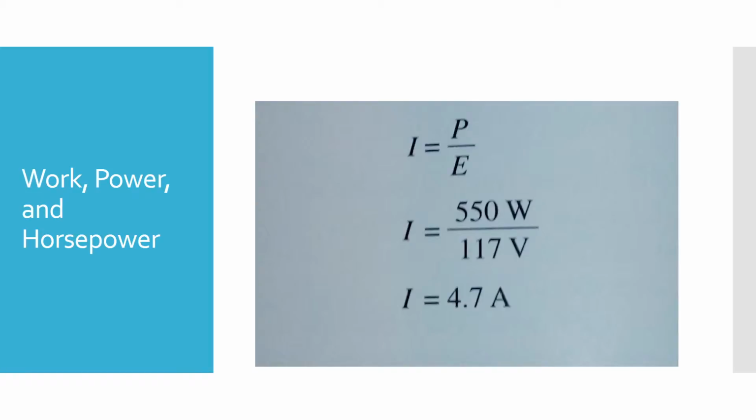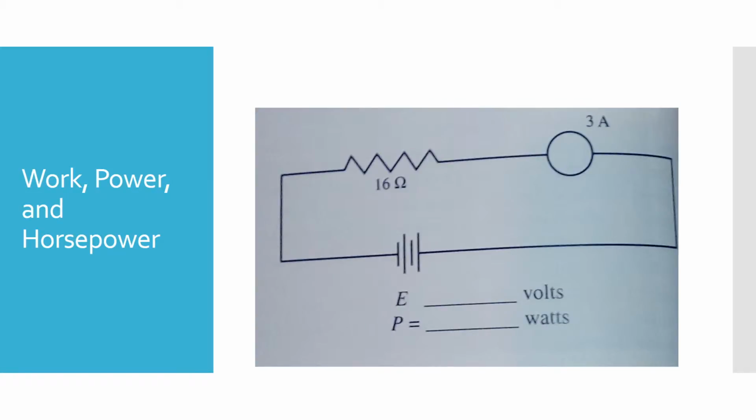Example 2. Second example, an electric toaster rated at 550 watts is connected to a 117 volt source. How much current will this appliance use? Again, I equals P divided by E, or P over E, or current equals power divided by voltage. So current equals 550 watts, according to the problem, divided by 117 volts. Thus, current equals 4.7 amps.